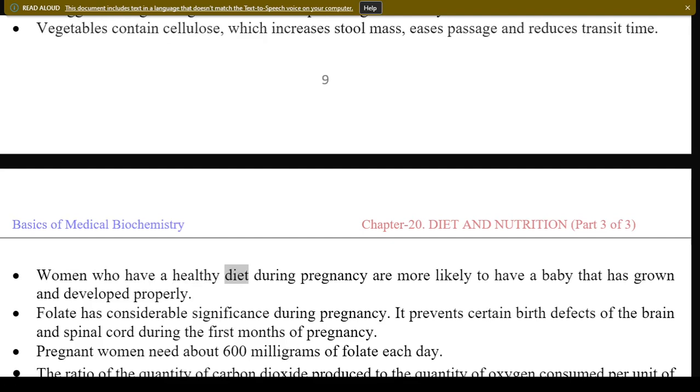Women who have a healthy diet during pregnancy are more likely to have a baby that has grown and developed properly. Folate has considerable significance during pregnancy. It prevents certain birth defects of the brain and spinal cord during the first months of pregnancy. Pregnant women need about 600 mg of folate each day.